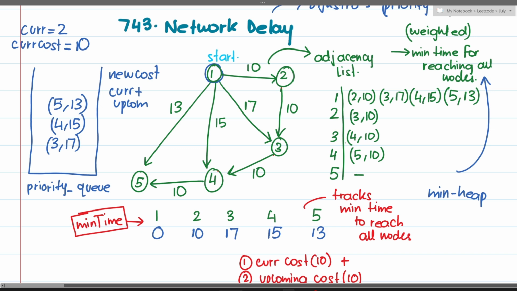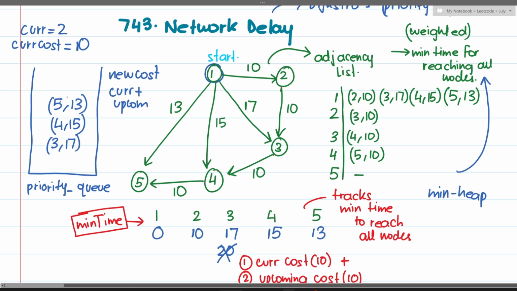It makes the new cost 20, and you can very easily see that 20 is not less than 17. So I will not update it, neither will I push the pair inside the queue. Why? Because I already have a better way to reach 3. Makes sense. All right, perfect. I can go nowhere else from 2, so that's it.